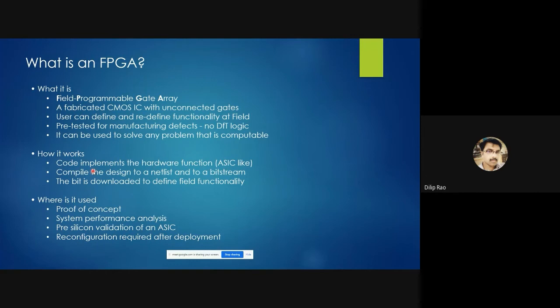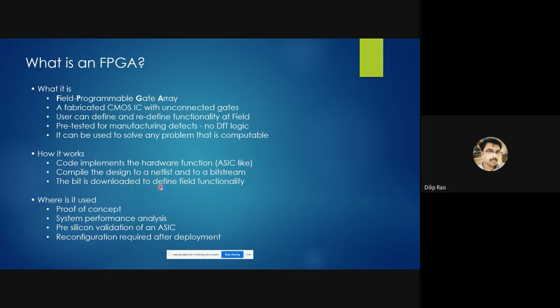So how does it actually work? You define what you want in HDL. If it had been a very primitive PAL or PLA, you wouldn't need an HDL. You can just write some Boolean equations, and then there are other methods to download that equation onto those devices. But an FPGA is a very complex, high-end application-specific device, so you need to describe the functionality using HDL, like how you do for an ASIC or an SoC.